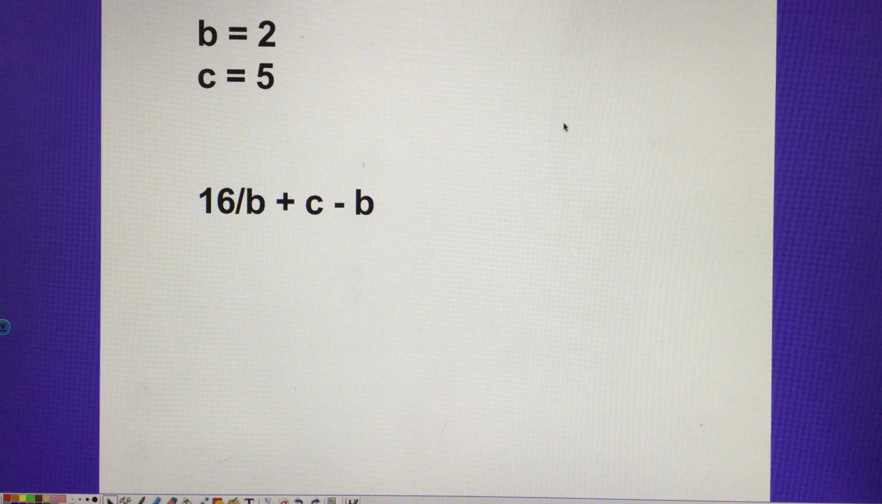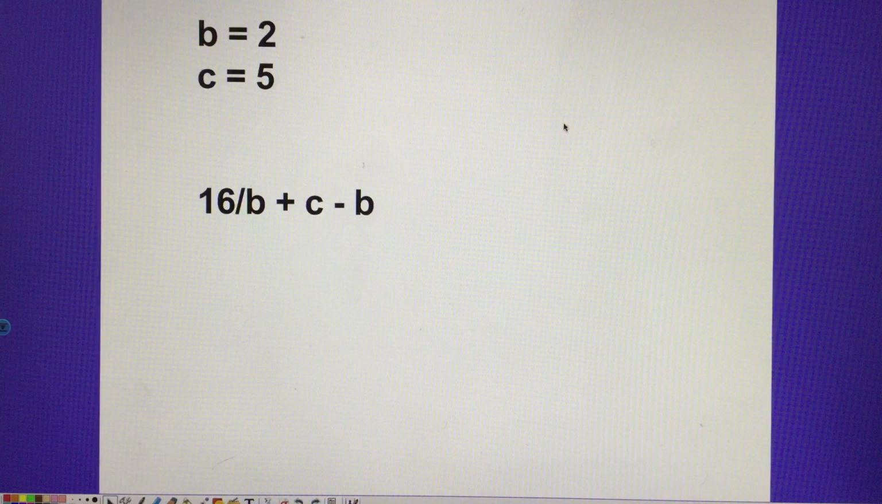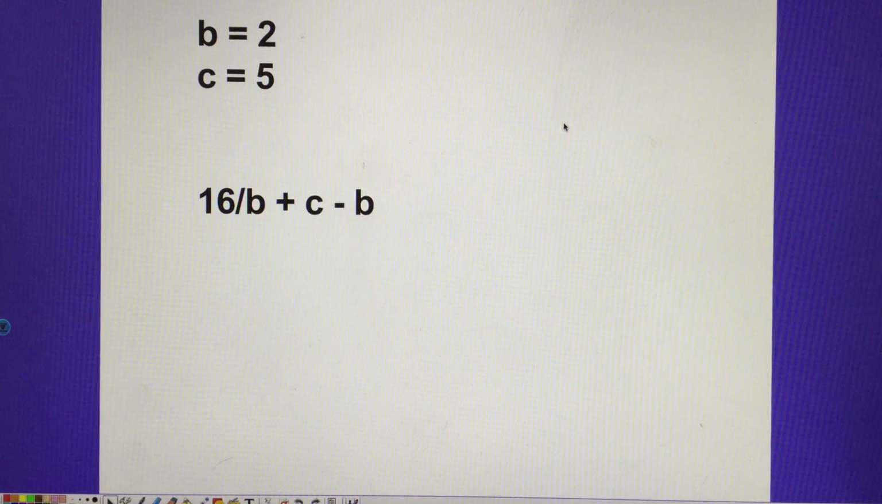You're going to plug in those variable equivalents, so A is 3 and B is 4. You're going to plug those numbers in for A and B and then solve these using your order of operations or PEMDAS, okay: parentheses, exponents, multiply or divide left to right, add or subtract left to right.